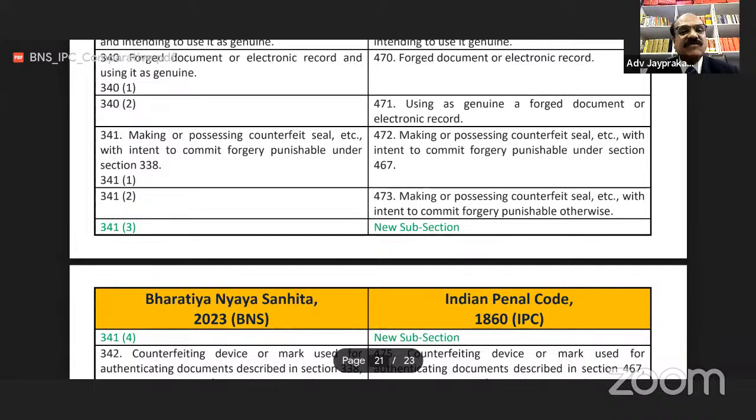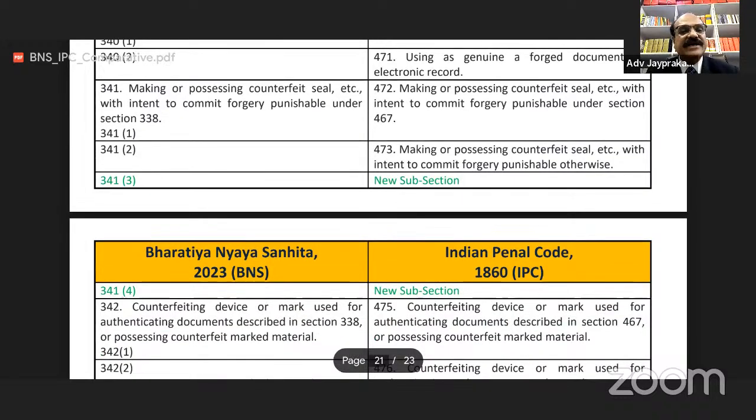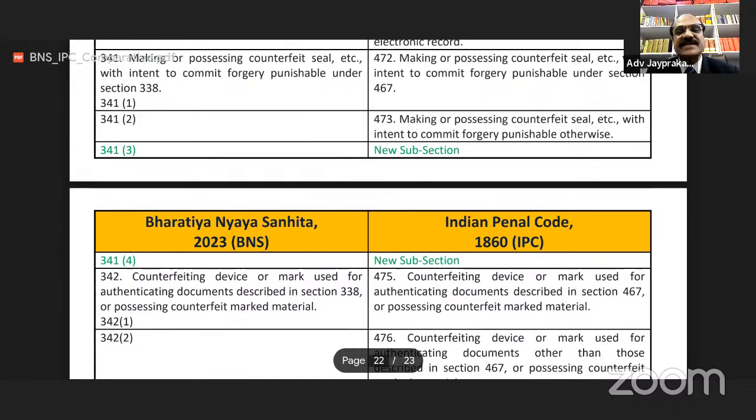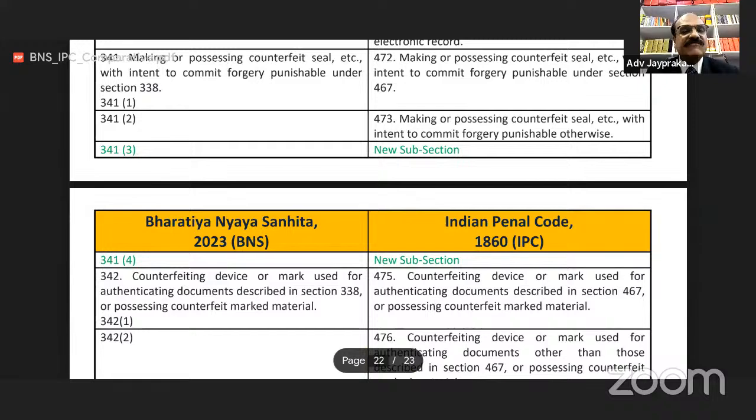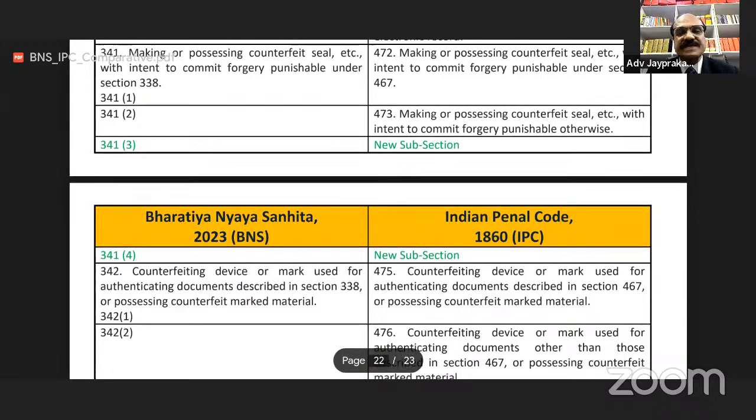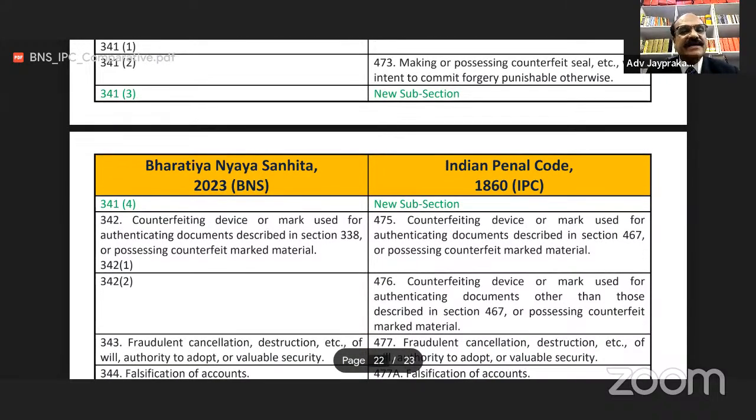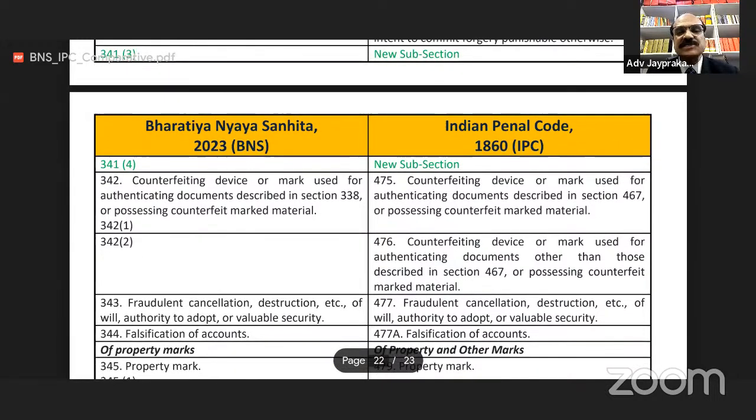BNS section 341(1), 341(2), making or possessing counterfeit seal, etc., with intent to commit forgery punishable otherwise; its earlier section was in IPC 473. 341(3) is a new subsection. 341(4) is also a new subsection.